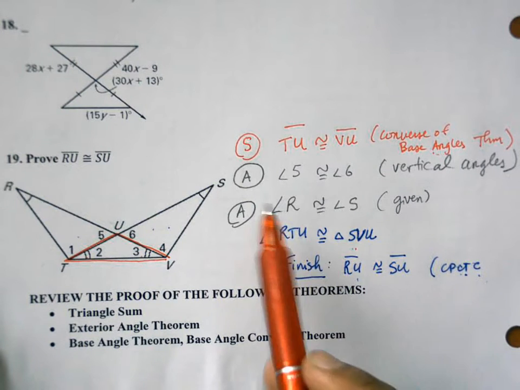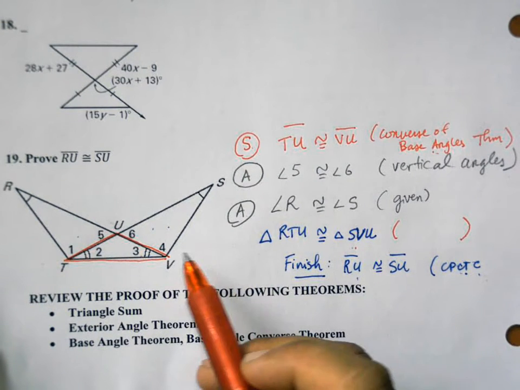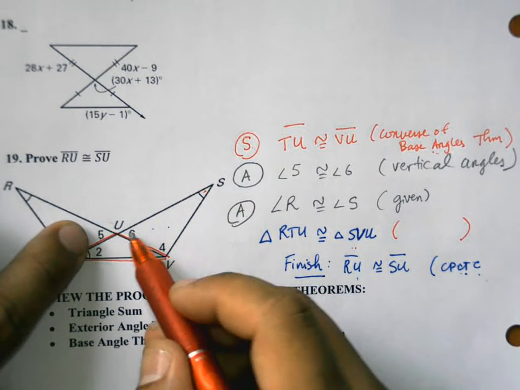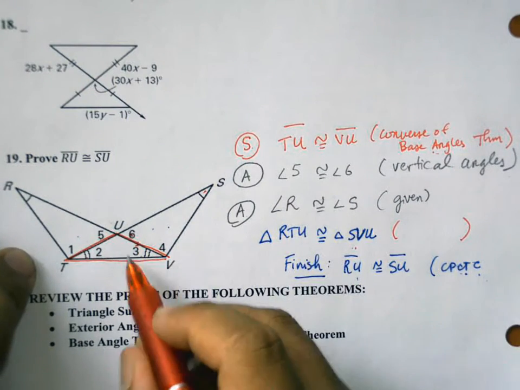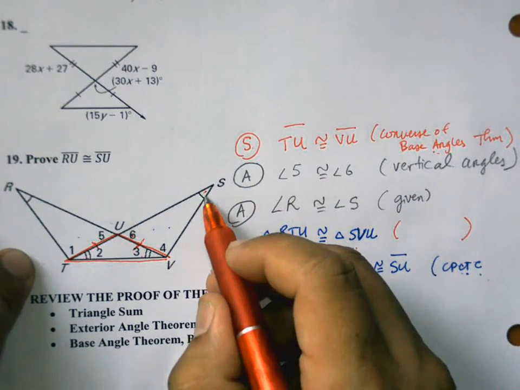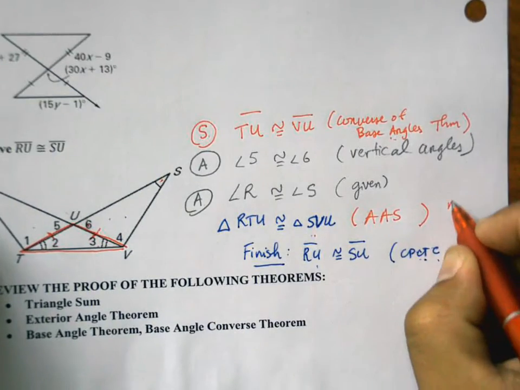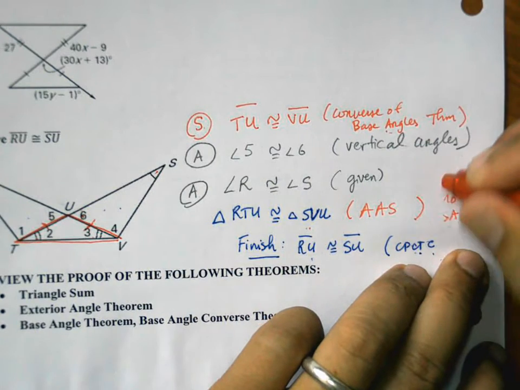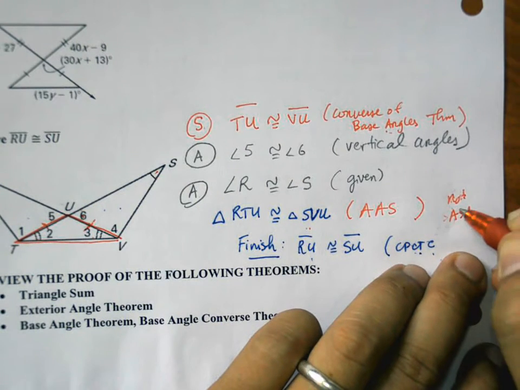Now we have to be really careful. Just because it says SAA doesn't mean that's the reason. We have to look at the picture. So we have an angle up here that was R and S, then an angle down here that's 5 and 6, and finally this side is the red length here, UV and UT. So that's angle, angle, side. Sorry, I want to make a point. It's not angle, side, angle. These are two different reasons.